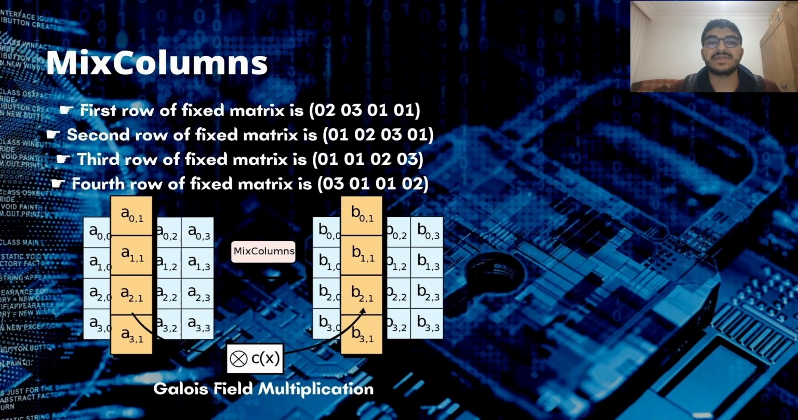In the mix columns sublayer, the matrix resulting from the shift rows operation is multiplied by a 4 by 4 matrix which contains 02, 03, 01, and 01 as its first row, 01, 02, 03, and 01 as its second row, 01, 01, 02, and 03 as its third row, and 03, 01, 01, and 02 as its fourth row.